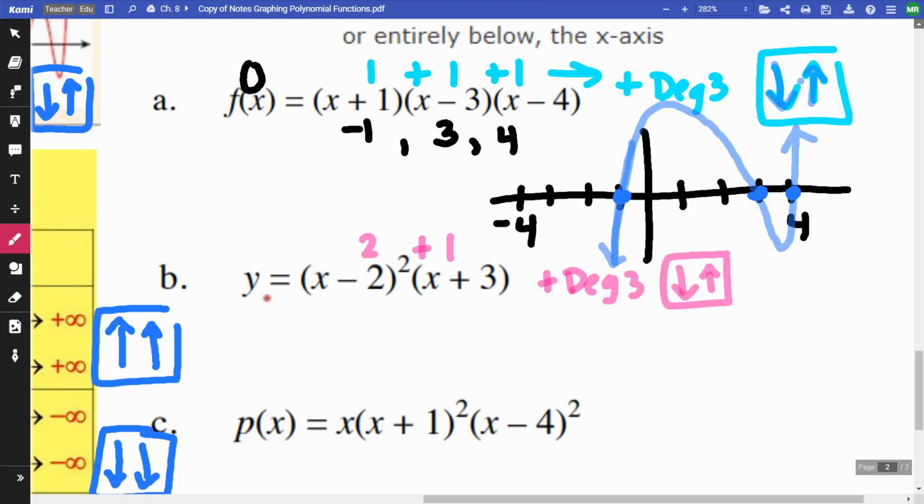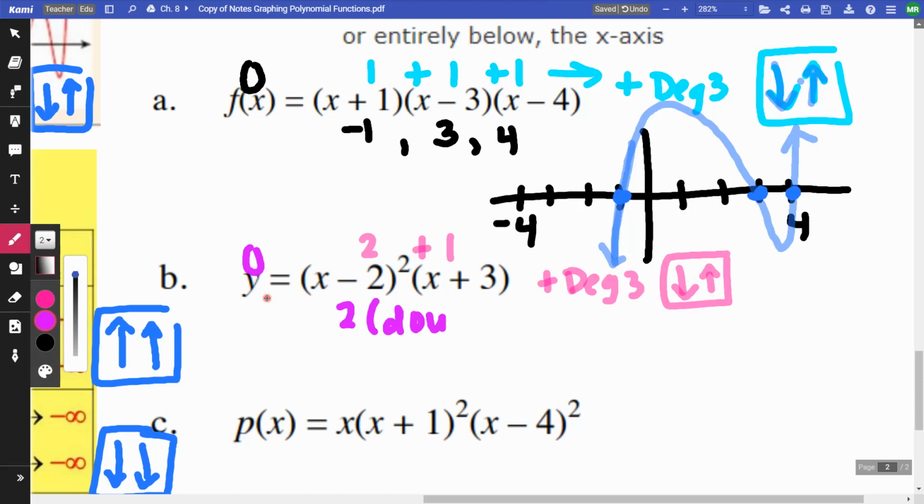That's my end behavior. Now, what are my x-intercepts? I'm going to have 2. For the first parenthesis, again, I am setting this equal to 0. And this one is a double. A double, and that's going to be important for how it crosses the x-axis. And then the other one right here, that's going to be a -3, and that one's a single. Okay.